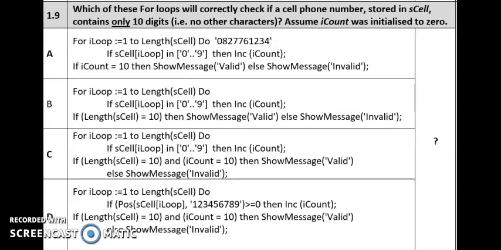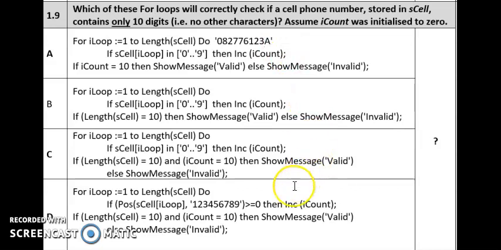Let's just say instead of the last digit, I had an A. So then 9 digits plus an A. This one's going to check if the length of that string is 10. In which case it's not going to work, because yes, the length of the string is 10, so it's going to say it's valid, but it's not valid because not all 10 characters are digits.